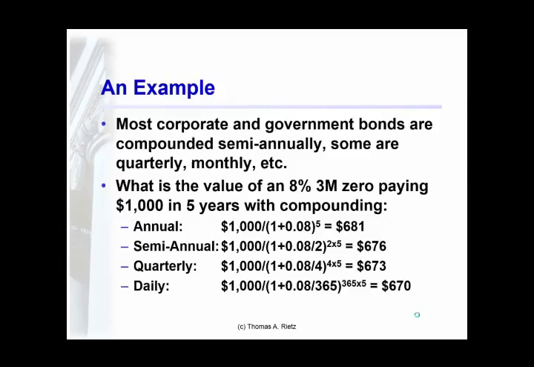Present values are also affected. If you had a zero coupon bond where you would collect $1,000 in 5 years and discount it back 5 periods at 8%, 10 periods at 4%, 20 periods at 2%, accounting for compounding, the present value would drop every time you compound more often because the effective interest rate is higher.